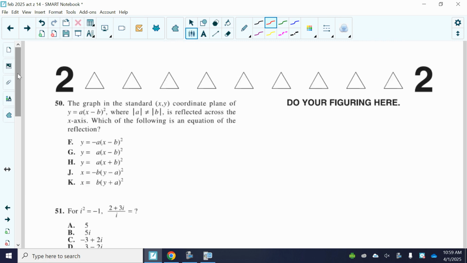Almost done. This one reflected across the x-axis. How many graphs did we do, boys? What's that do? It makes a negative in front.